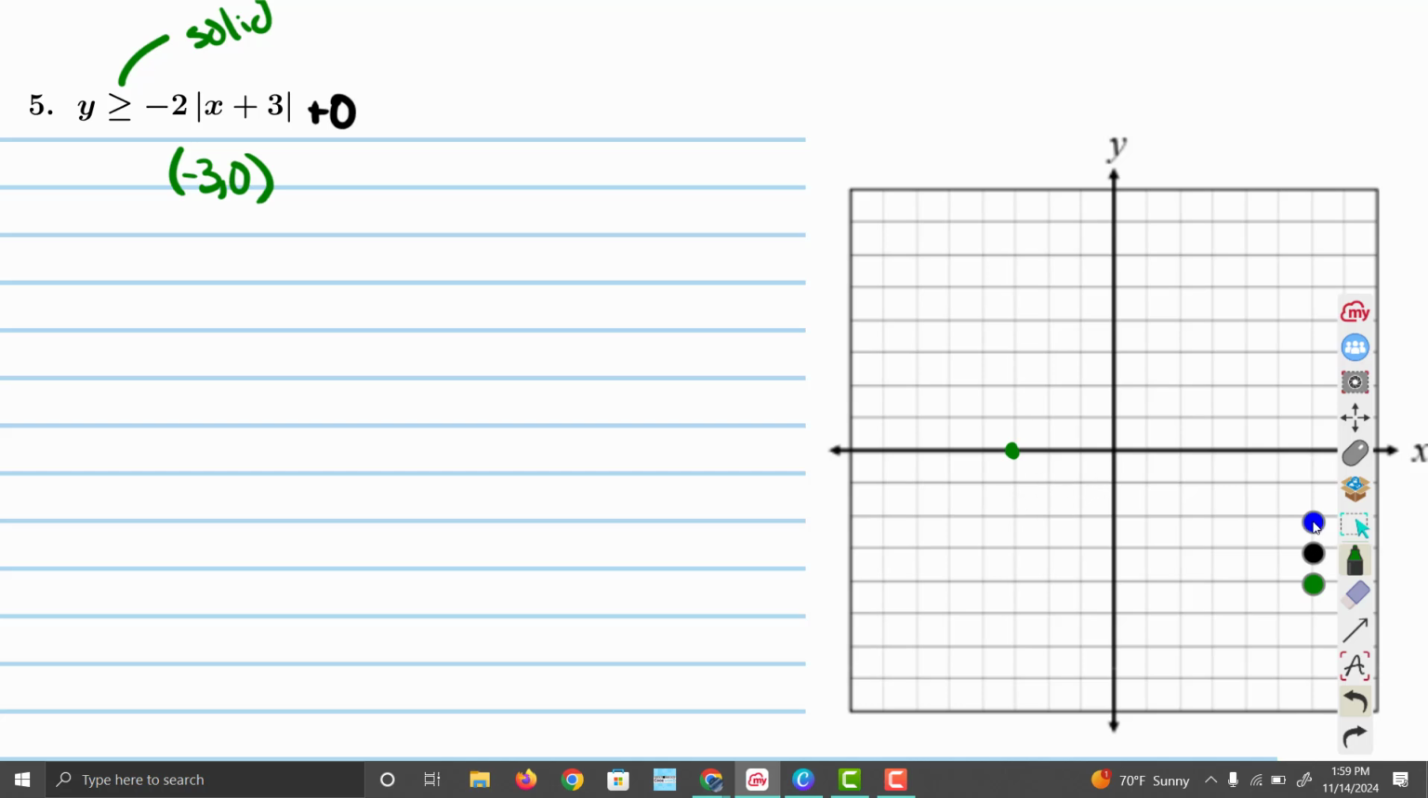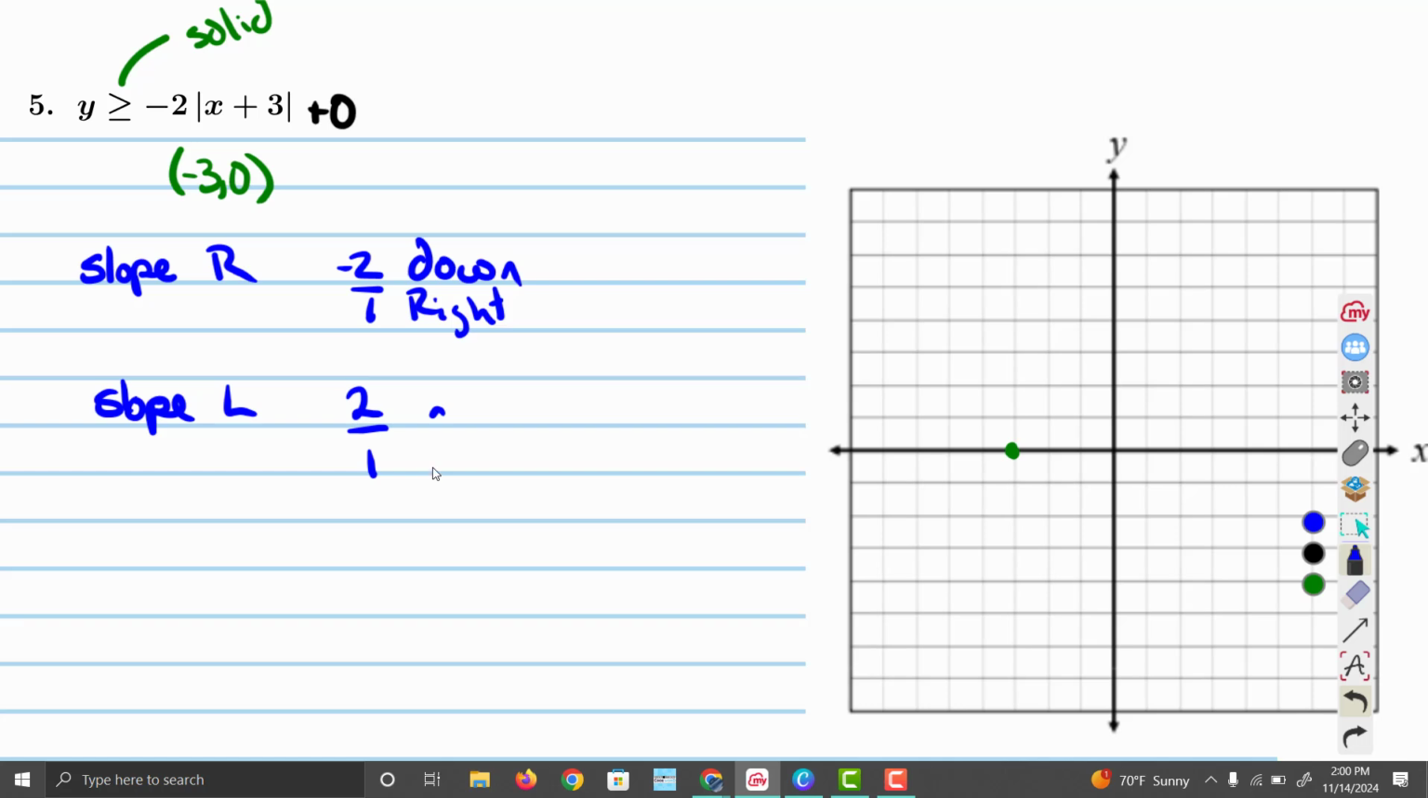And then my slope going to the right is -2/1, which means I go down and to the right. My slope going to the left is a +2/1, which means as I go to the left, I'm also going to go down. And then I'm going to go ahead and graph that in. This time I'm going to use a solid line.